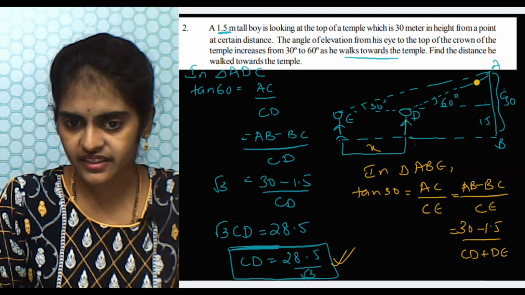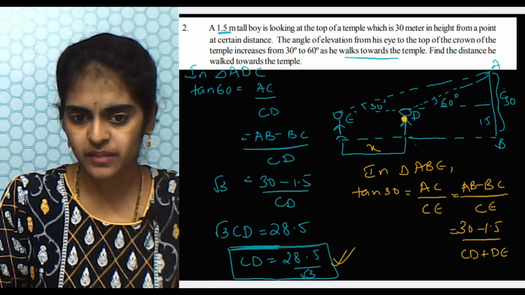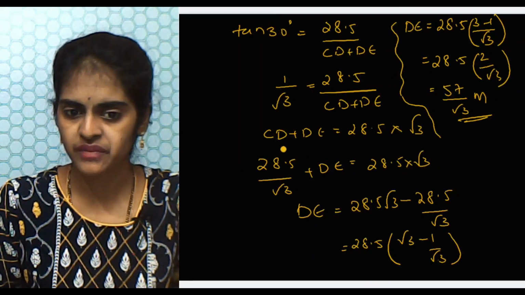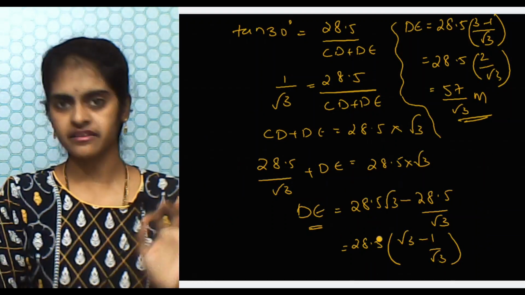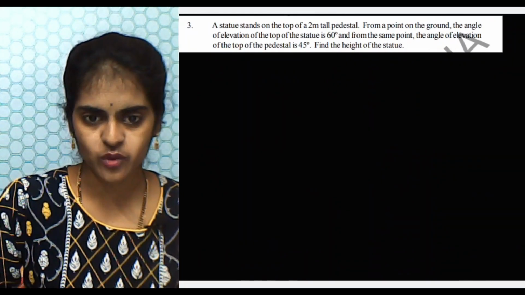Now taking the bigger triangle, here you can see this adjacent side is nothing but CD plus DE. CD value you already have, just substitute here, and you are finding the DE value. DE is nothing but the distance the boy walked towards the temple. So let us move on to the next one.